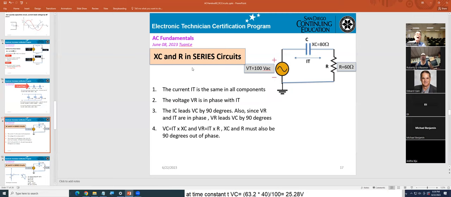XC and R in series. So now you get a circuit: a 100 volt AC source connected to a capacitor with XC of 80 ohm and a resistor of 60 ohm. Now, number one, what current is the same in all components? Can you tell me yet or not? You get one capacitor and one resistor.